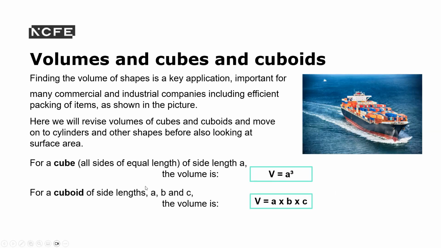The cuboid has side lengths A, B, and C. The volume then equals A times B times C, and this can also be written as V equals ABC.